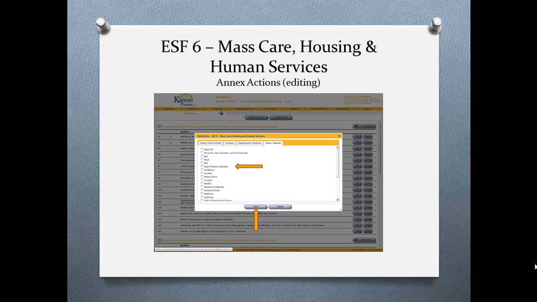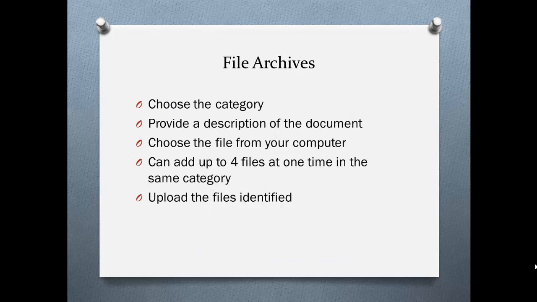And then the fourth tab is the hazards. You pick the hazards that this action is associated with, and then click Save. In the file archives, you'll choose the category, provide a description of the document, choose the file from your computer, and can add up to 4 files at one time in the same category, and then upload the files identified.